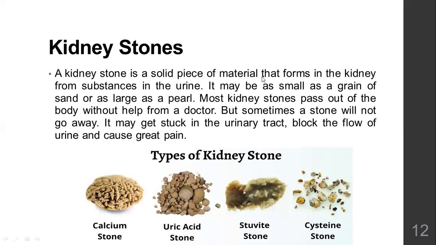A kidney stone is a solid piece of material that forms in the kidney, not within a day or two. It takes years for kidney stones to develop. It may be as small as a grain of sand, or as large as a pearl. The size of the stone depends on how long the kidney was not filtering it out properly. Most kidney stones pass out of the body without the help of a doctor. If it is a very tiny stone, the doctor will just advise you to drink more water and have more fluid, and the stone will automatically be flushed out.